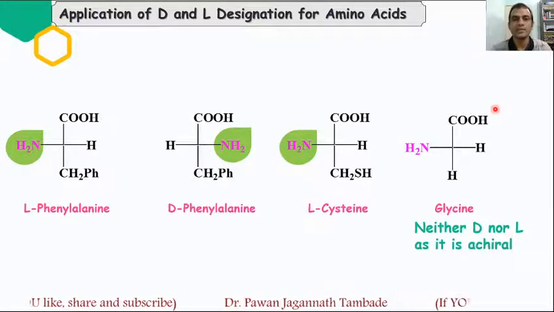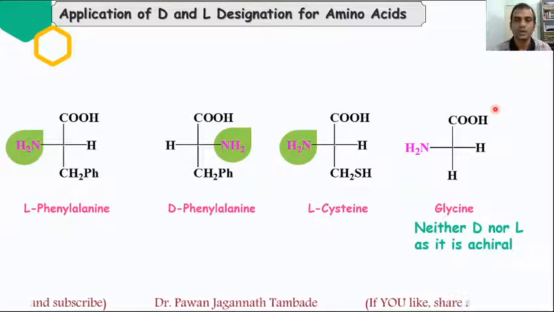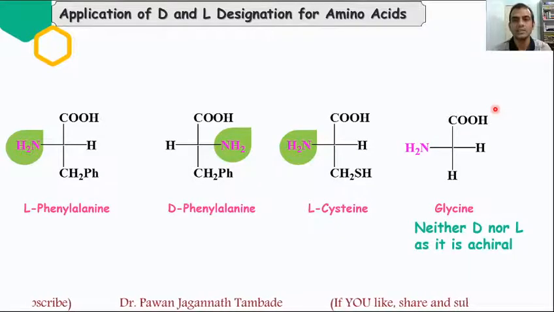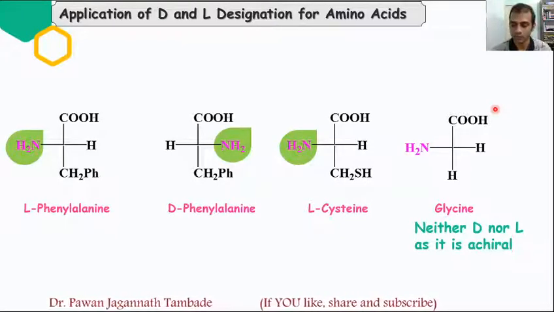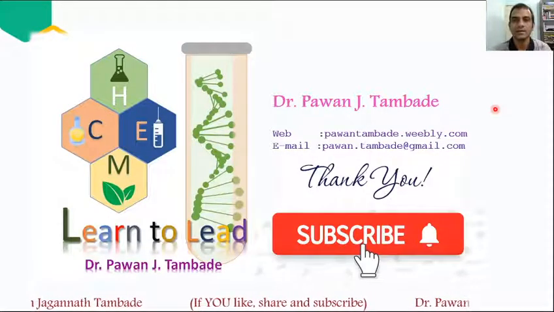So dear friends, in this video lecture, we saw the concept of threo and erythro and DL designation for carbohydrates and amino acids. I hope you understand what threo and erythro are and what D and L designation is.